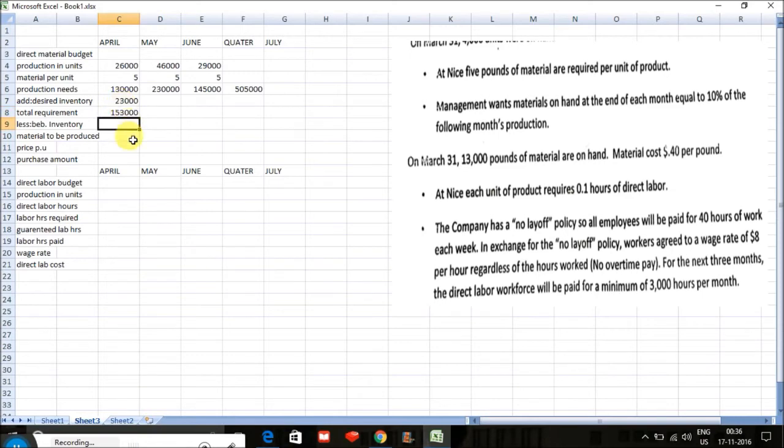And from this, now we will less the beginning inventory because it is already produced. The beginning inventory is given as 13,000 units. So we will minus 13,000 from this to get the material that is to be purchased by the company. That is 1,40,000 units.